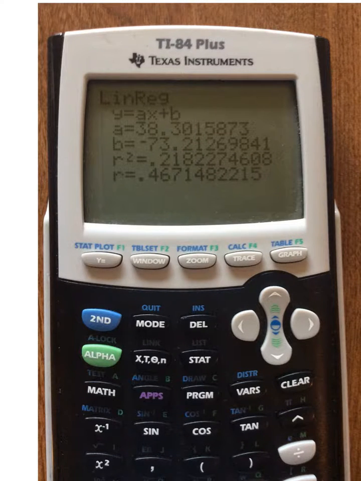Now we go to calculate our linear regression. Things do not look good. Now look at this. Here's our slope, and here's our y-intercept. And what does this slope mean? What is the meaning of this slope? What it means is, for every one murder that happens, we should have 38 more robberies. That's the rate.